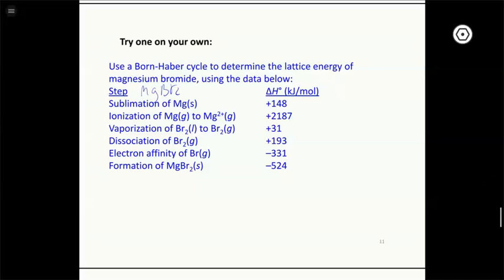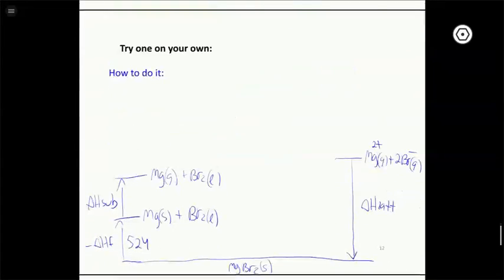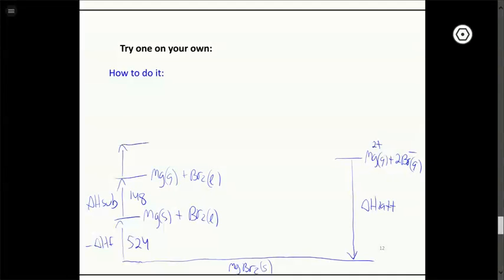Sublimation of magnesium solid has an enthalpy change of plus 148. So that's going to be the number we put there. I'm not going to draw this to scale, but then the next step is going to be, as I said, ionization of the metal. So magnesium gets converted to magnesium 2 plus. We'll typically write this as one step.